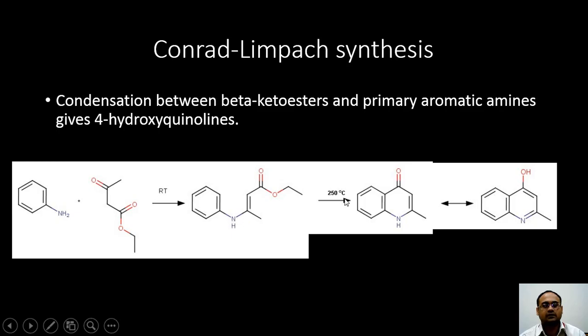This is then heated at 250 degrees Celsius. That results in the attack of this lone pair onto the carbonyl carbon, and then cyclization takes place, a new carbon-carbon bond forms, and this molecule then tautomerizes to give us the 2,4-substituted quinoline derivative.